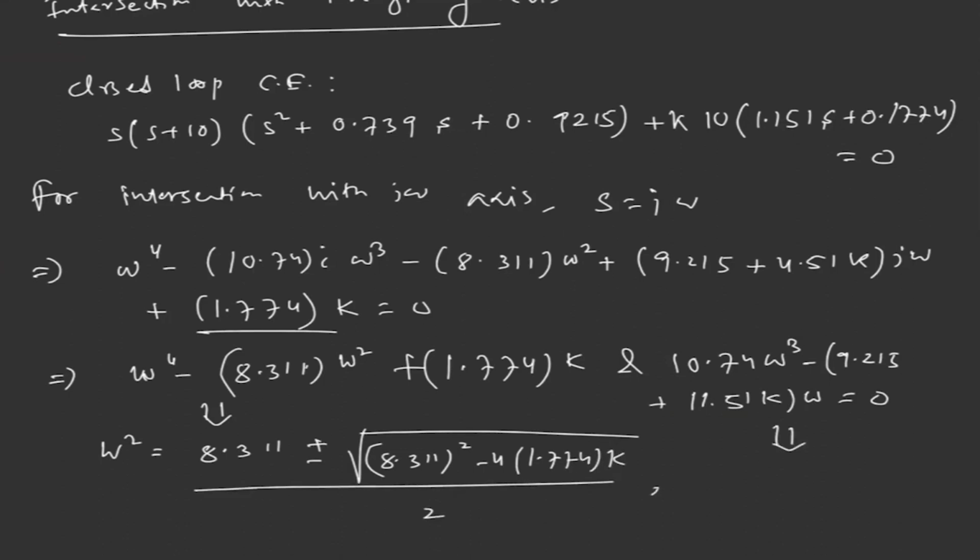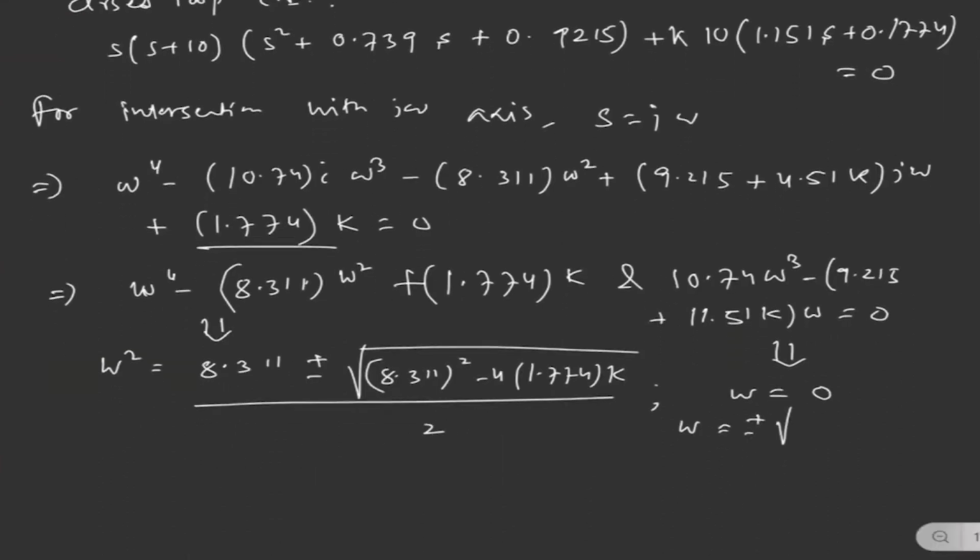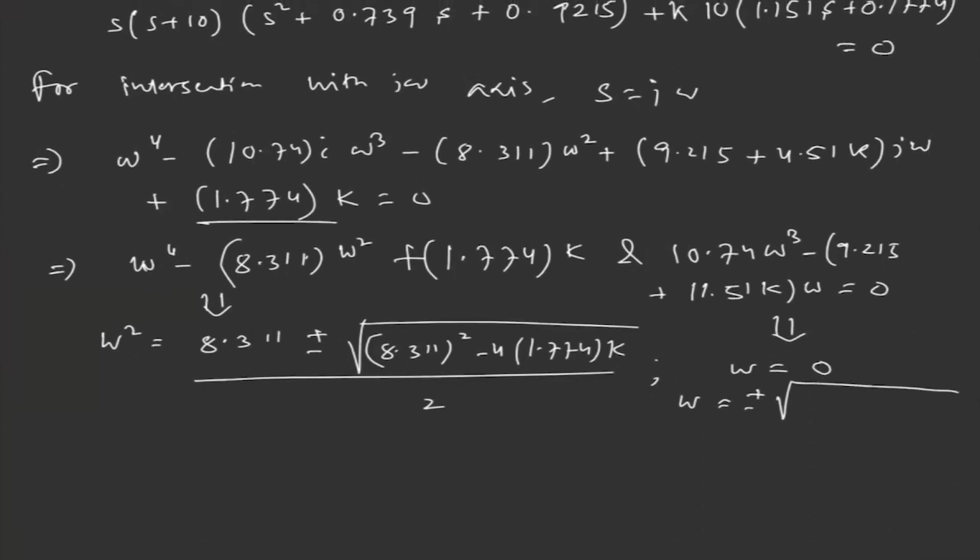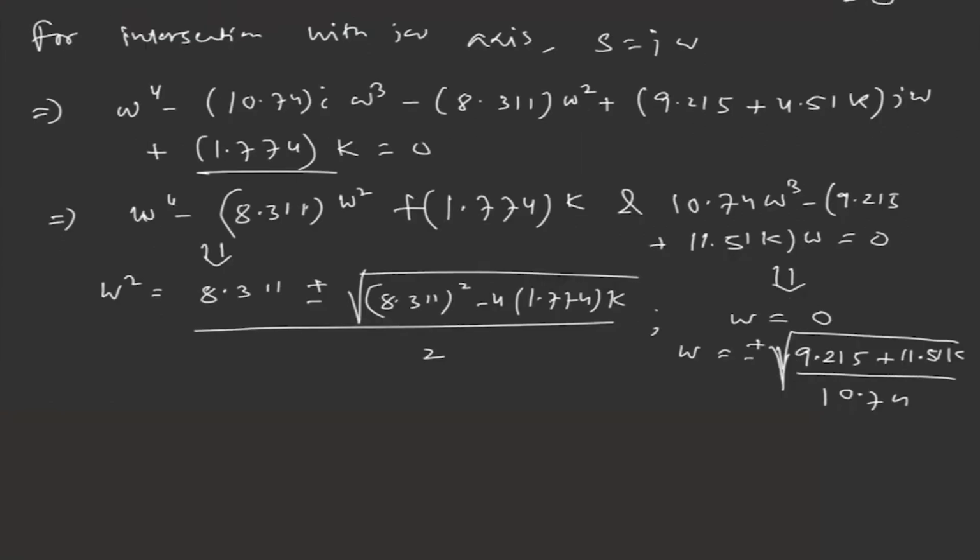And from this we'll get omega equal to 0 and omega equal to plus minus square root of 9.215 plus 11.51 K divided by 10.74. So here we can find omega equal to 0 and K equal to 0 is satisfied, or you can say is a solution.